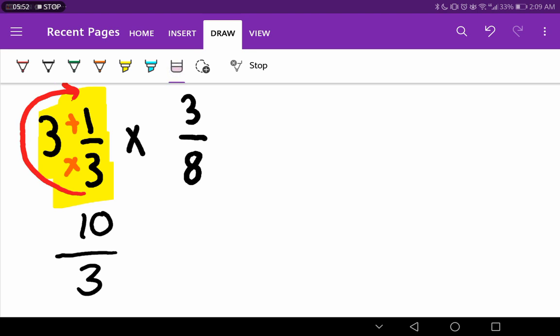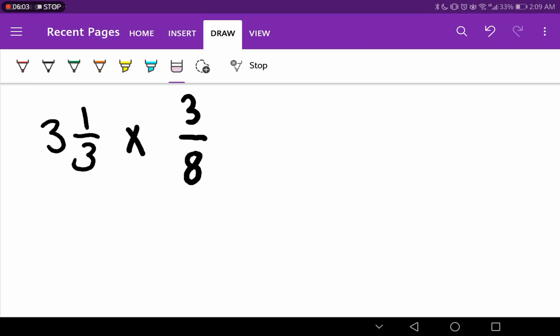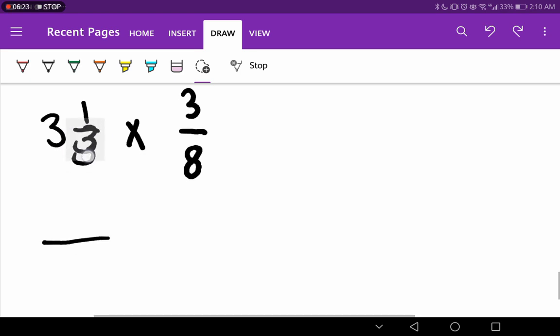Okay, let me repeat it again. Don't confuse, my dear student. If you have a mixed number and you need to multiply it with a fraction, first step, you have to convert the mixed number into a fraction. Which type of fraction? The improper fraction. So I copy this, I draw this line as you see here. Okay, good. Then I copy this here. I take one copy of it, which is 3 now. Then I multiply 3 by 3, then add 1, which equals 10.